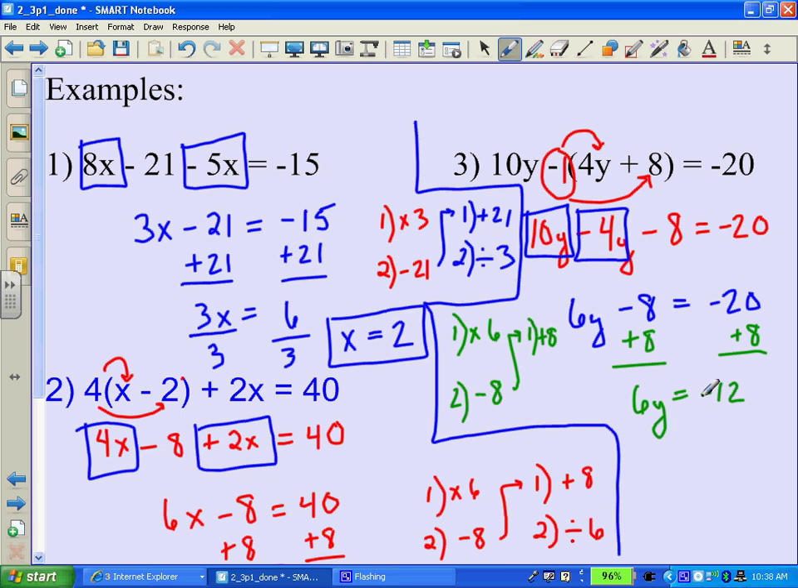So again, different signs. I'm going to subtract, keep the sign of the bigger number. Then undo times 6. I'm going to divide by 6. So divide by 6, divide by 6. Y is negative 2.